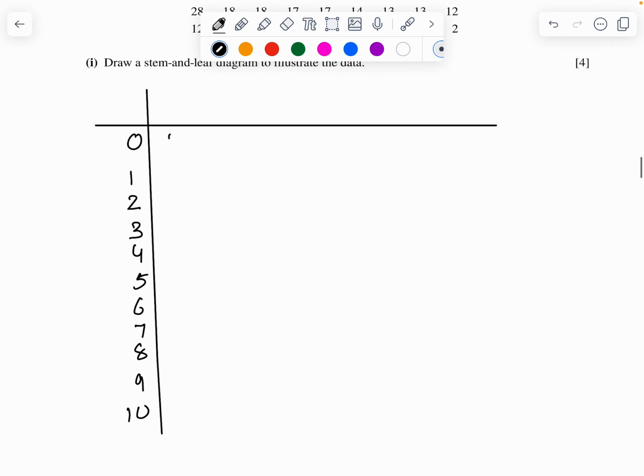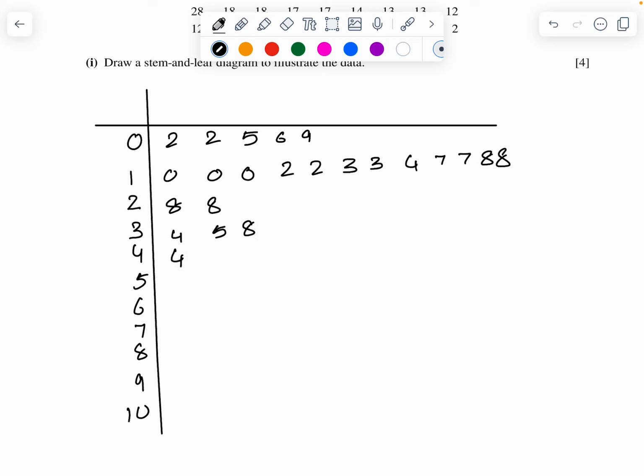Then my leaves, I'm directly writing it out: 2, 2, 5, 6, 9. Pause the video, don't just copy down, it doesn't help you. 4, 7, 7, 8, 8 and 8, 8, 4, 5, 8, 4. For 50 it's not there, 65 is there, for 70s it's not there, and over here. And don't forget to write the key. 2|8 means 28 medals. Don't forget to write that key also.